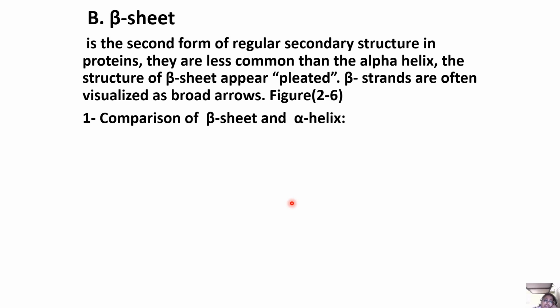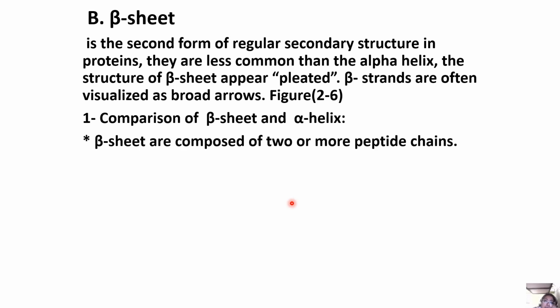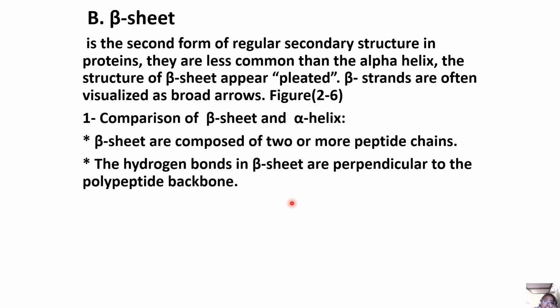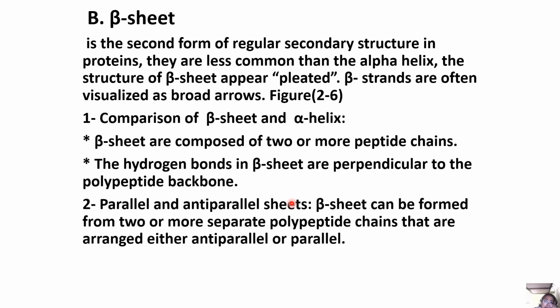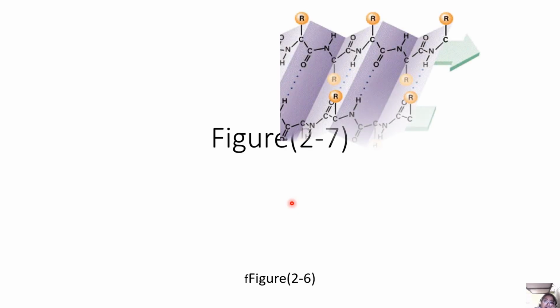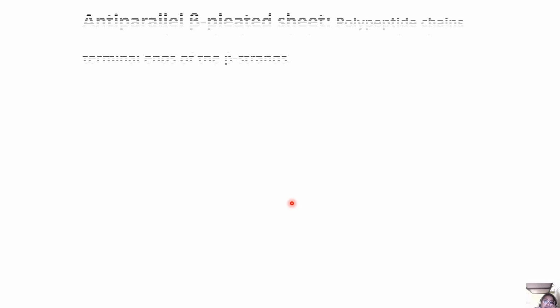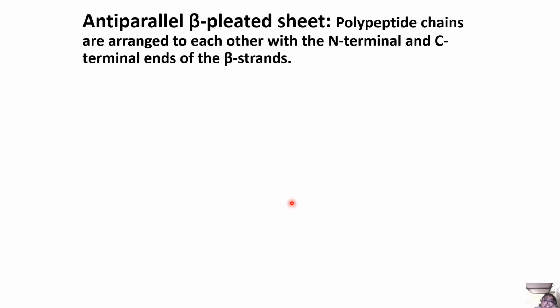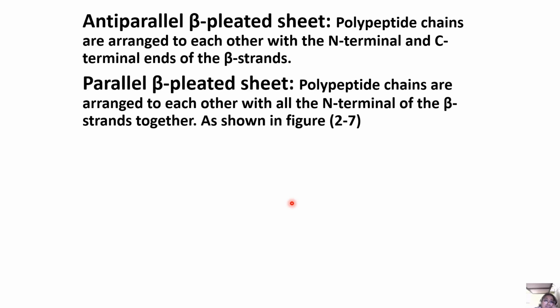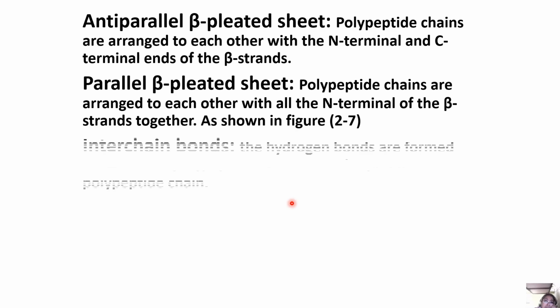Now, comparing the beta sheet and the alpha helix, beta sheets are composed of two or more peptide chains. The hydrogen bonds in a beta sheet are perpendicular to the polypeptide backbone. There are parallel and antiparallel sheets. Beta sheets can be formed from two or more separate polypeptide chains that are arranged either antiparallel or parallel. In antiparallel beta sheets, the polypeptide chains are arranged with the N-terminal and C-terminal ends of the beta strands alternating. In parallel beta sheets, the polypeptide chains are arranged with all the N-terminal ends of the beta strands together.